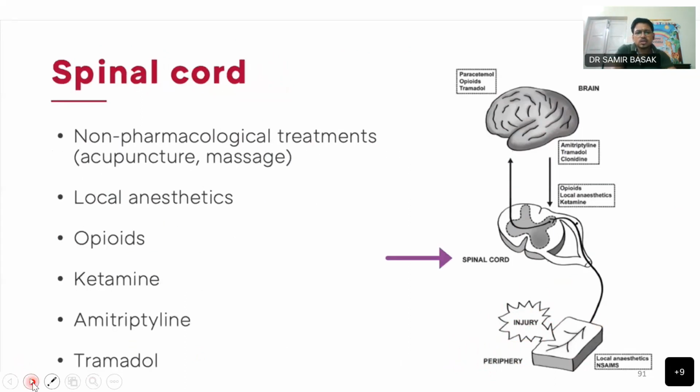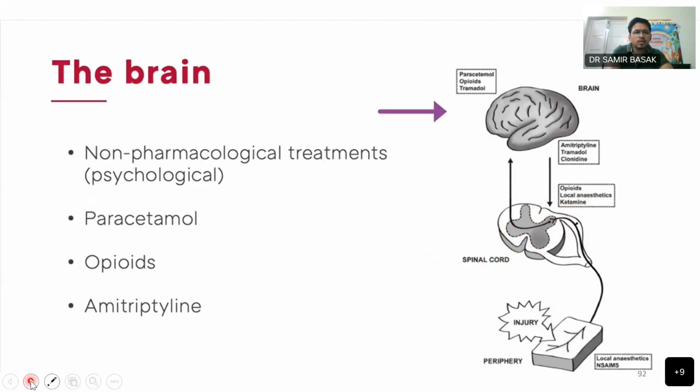And next, when there is involvement of the pain-carrying structure like the spinal cord, we want to treat at this level, the spinal cord. So we should go for opioid, local anesthetic or ketamine. At this level, it is very much useful. And non-pharmacological, acupuncture or massage at the level of the spinal cord. And when we target the brain, paracetamol, opioid, or other co-analgesics are there. Opioid, paracetamol, tramadol act mainly on the brain.